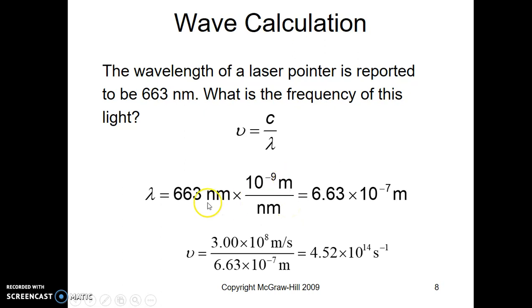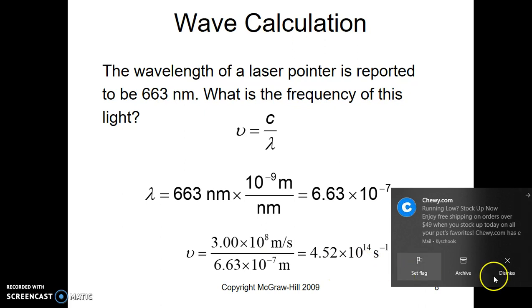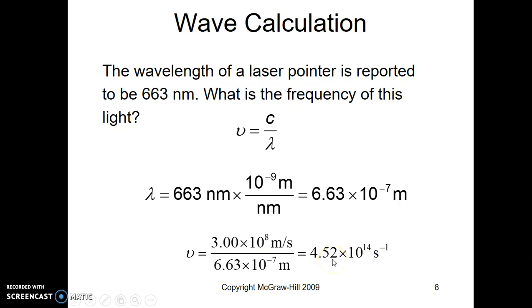When you do that conversion, when you multiply those, you're going to get 6.63 times 10 to the negative 7th meters. Okay, so now our wavelength is in meters, and our speed of light, you can see rounded here, is 3 times 10 to the 8th meters per second, divided by our wavelength, 6.63 times 10 to the negative 7th meters, which is going to give us a frequency of 4.52 times 10 to the 14th per second. So what that number means is we're getting 4.52 times 10 to the 14th waves per second. So pretty high frequency.